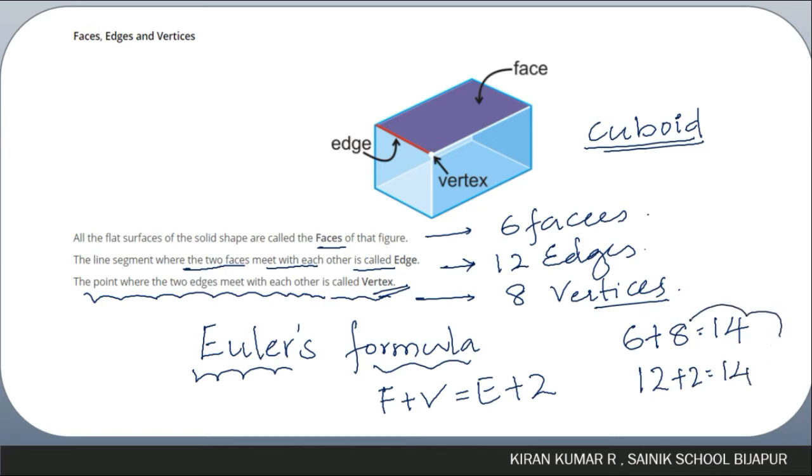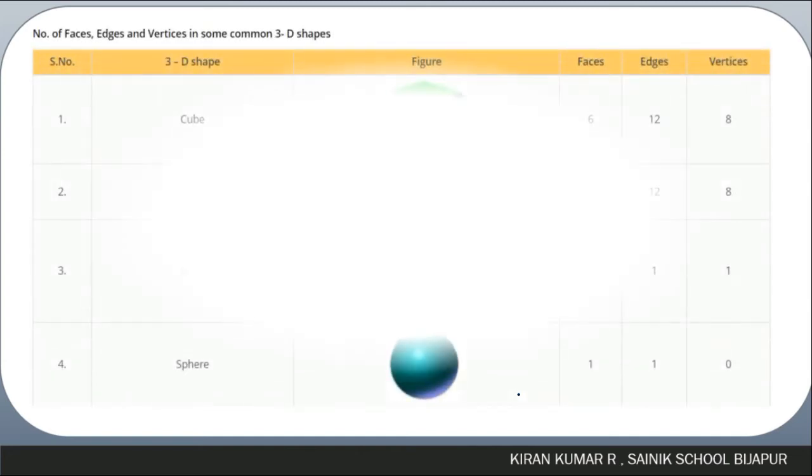This relation holds true for all those figures where there exist faces, vertices and edges. This formula is not specified for spherical objects like sphere, cylinder, cone; we don't have Euler's formula for them. Let us discuss the number of faces, edges and vertices in some of the figures here.